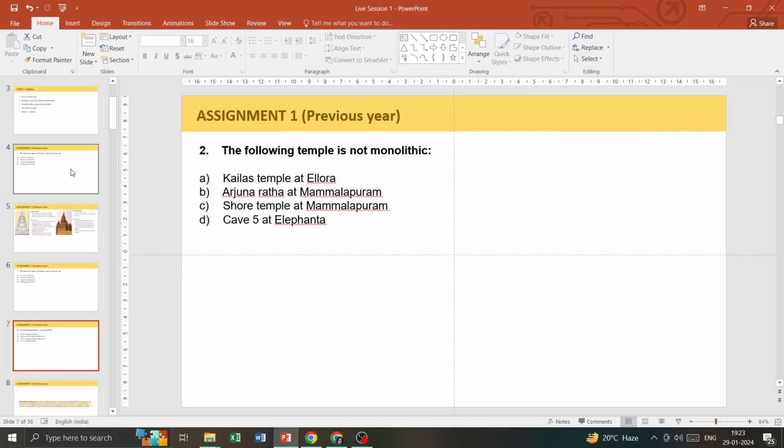So monolithic buildings or monolithic architecture is mostly seen to be out of rock cut or stone cut. Of all these four places, we saw that the Shore temple at Mamallapuram or Mahabalipuram is not a monolithic temple or monolithic architecture. The other three are monolithic architecture.